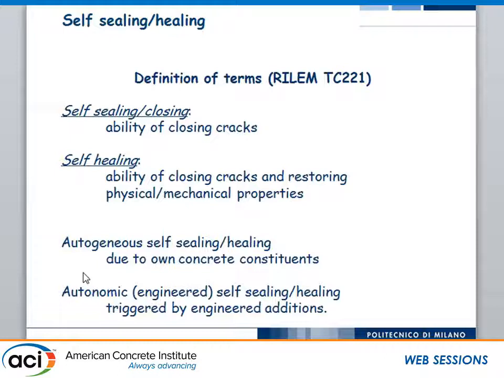And according to the definition of RILEM TC 221, we may have self-sealing or self-closing of the cracks and self-healing of the cracks. This can be due also to intrinsic causes, autogenic or autogenous self-healing, or can be also engineered through the addition of different kinds of self-healing catalysts, we may call them.